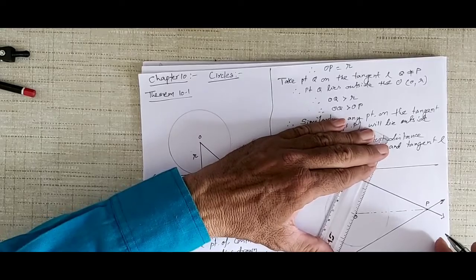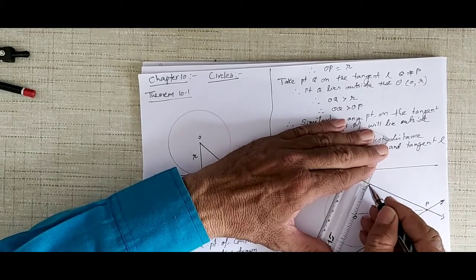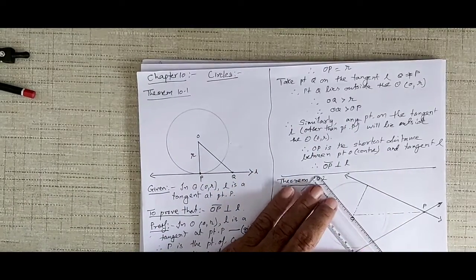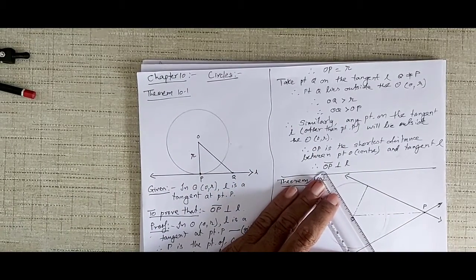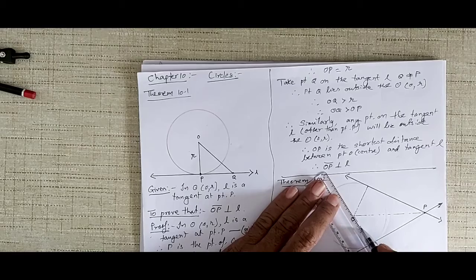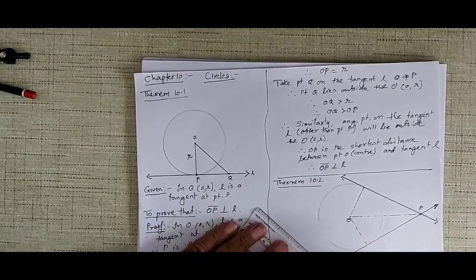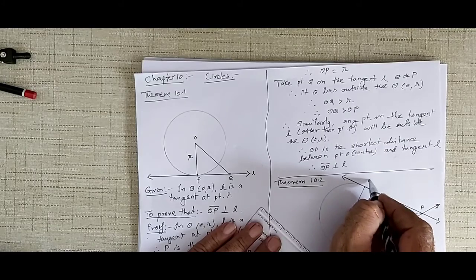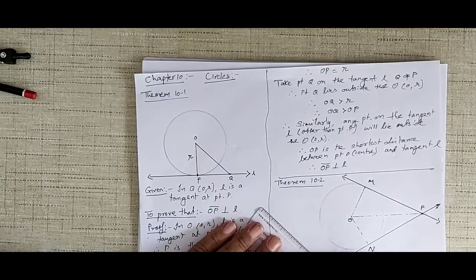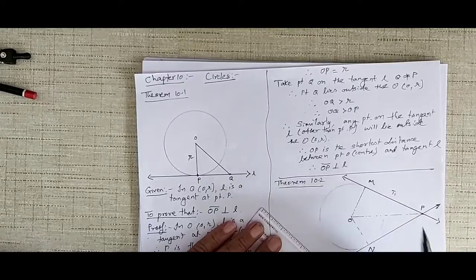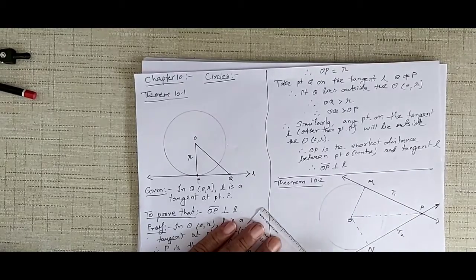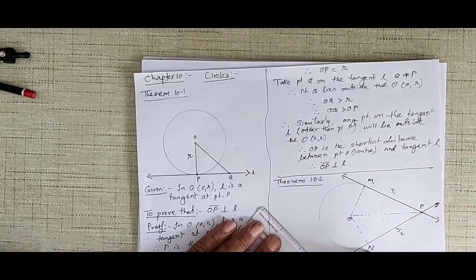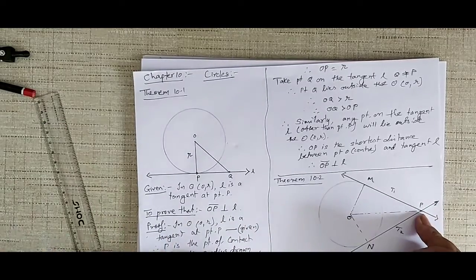And this is the point of contact. According to theorem 10.1, it is going to be perpendicular. And the other point of contact is here. This is the other point of contact. Let us suppose from point P I get, say, this is M and N. This is your tangent T1 and this is your tangent T2. PM is called the length of the tangent. PN is called the length of the tangent. P is an external point.